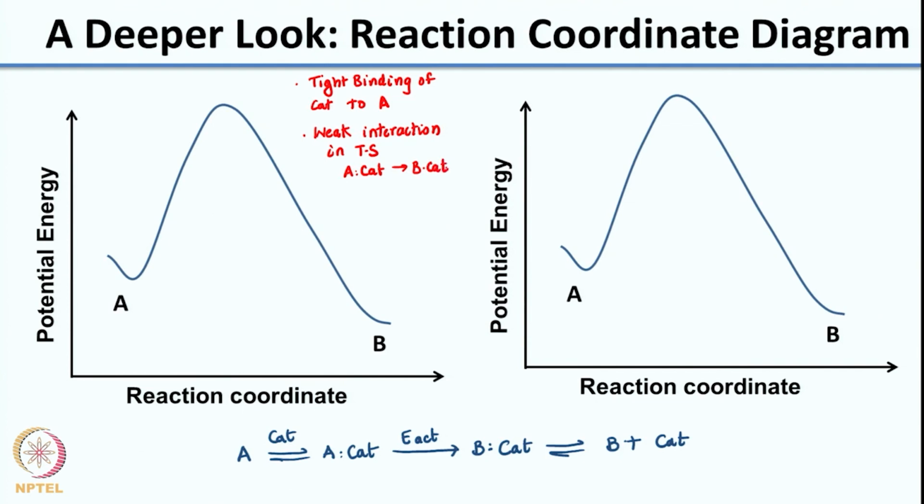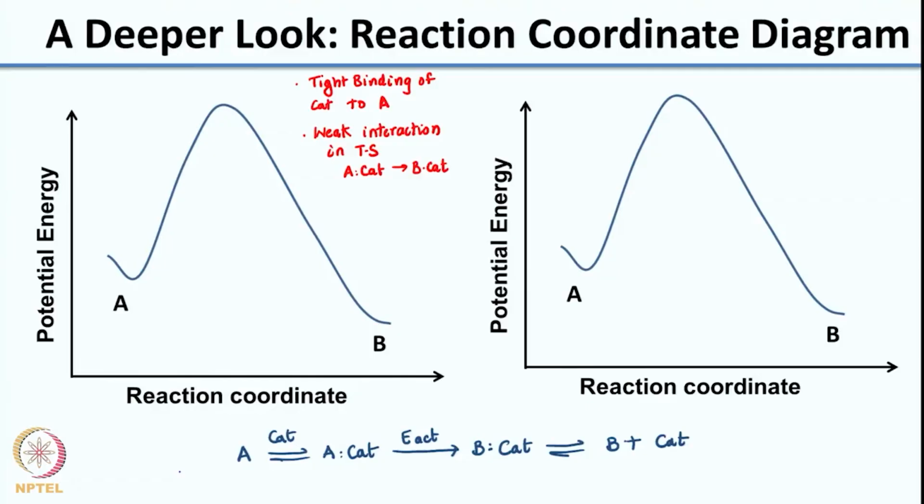So, again I repeat, scenario 1 is you have a tight binding of catalyst to A, but then a weak interaction in the transition state. So, tight binding means high stabilization, weak interaction means less stabilization. What I want you to do is go ahead and draw the reaction coordinate diagram for this scenario. You can press the pause button on your screens and try to draw it. So, let us see if you have the reaction coordinate diagram. In this case a tight binding means a lower energy for the A cat complex.